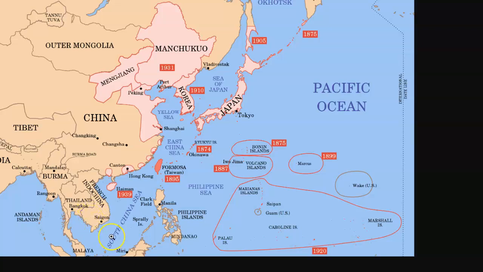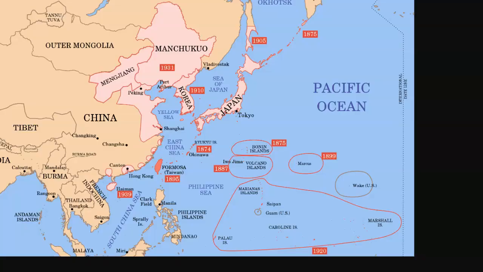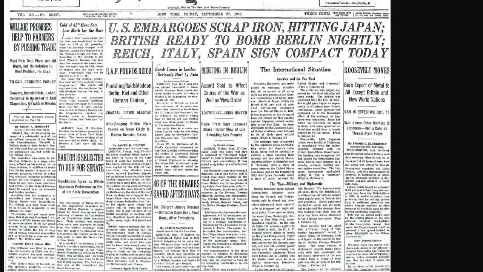So they figure, well, if we nail the U.S.'s fleet, it'll take them years to rebuild. We can take everything we want down there, and then let's see the U.S. try to do something about it. And so there was a slow buildup of this, and I'll just show you.